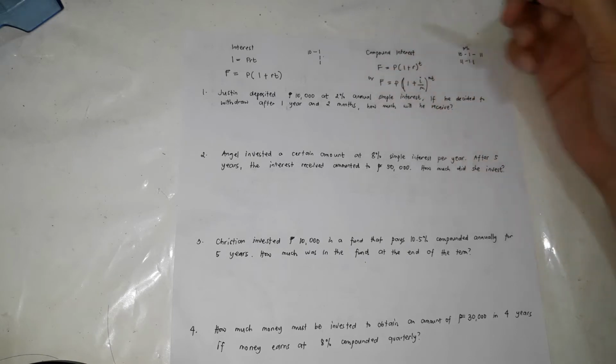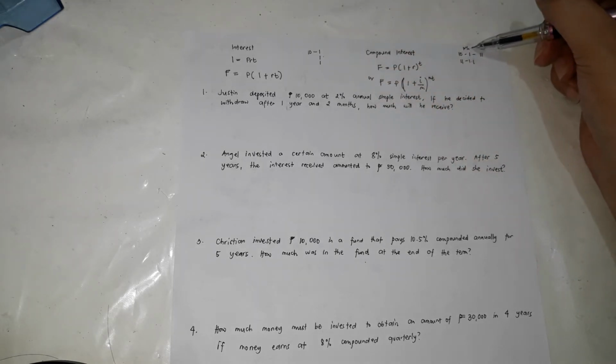The second month, the 10% would be based on the 11 pesos. So it would become 1.1. The interest would become 1.1 instead of 1. So the interest is not constant. Dito, constant siya na 1 peso. However, dito, constant ang rate, but the interest is different. So 1, nagiging 1.1. So ang total dito is 12.1.